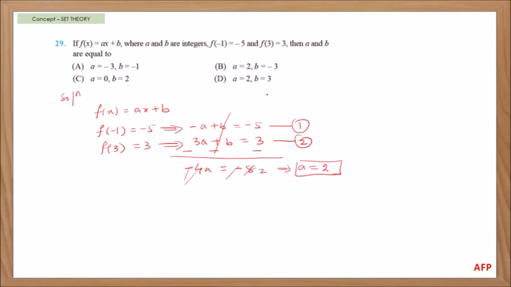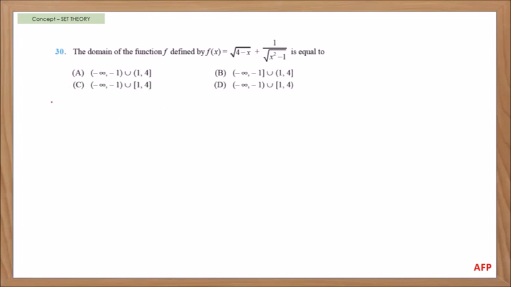So a is equal to 2. If you substitute in the first equation, therefore minus 2 plus b is equal to 5, so b is equal to 3 is the answer. So a is 2, b is 3. This is the answer you have. Next question.